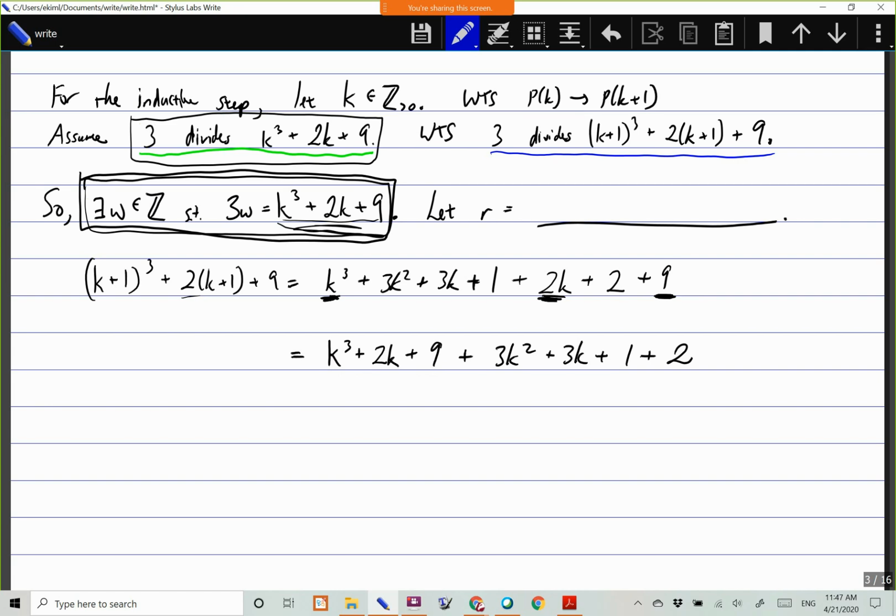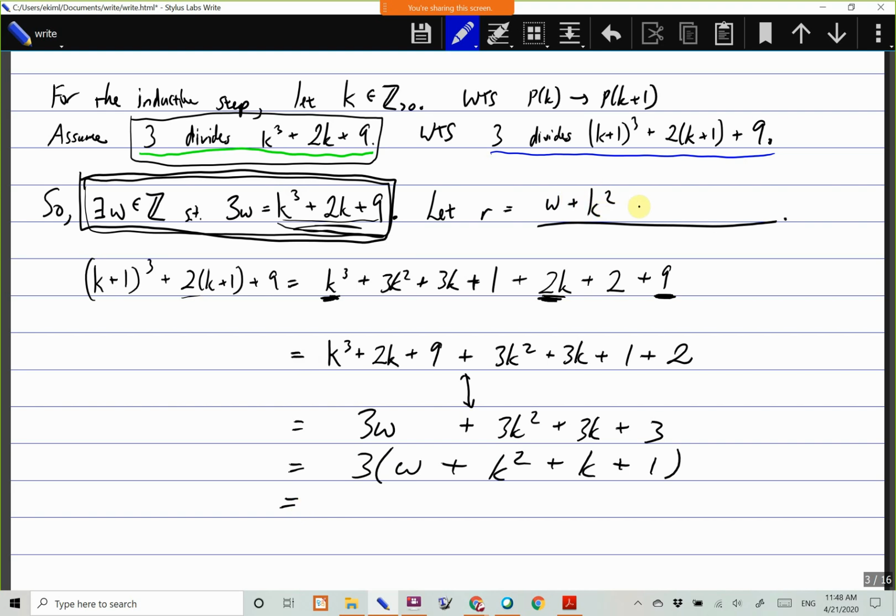It's P of K. Okay, so the point is the first 3 terms, I'll just copy this plus sign here first. That plus sign is that plus sign. So we can replace k cubed plus 2k plus 9 due to the inductive hypothesis with 3w. The rest of this stuff, we can rewrite as 3 times 3k squared plus 3k plus 3, and write this again as, if I factor out a 3 out of everything, 3 times w plus k squared plus k plus 1. I'm going to then define r up here to be w plus k squared plus k plus 1.